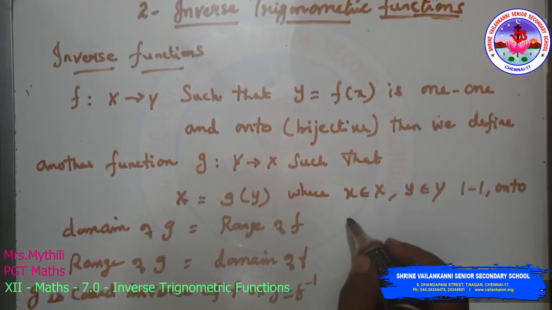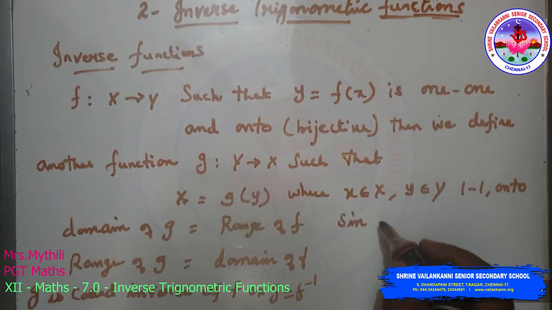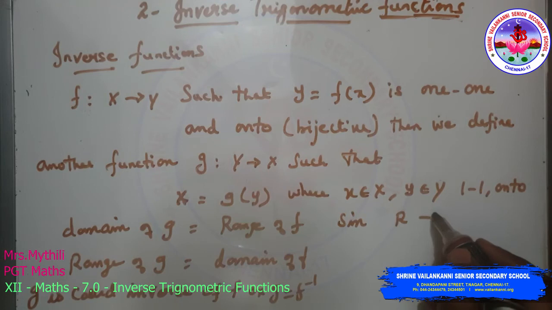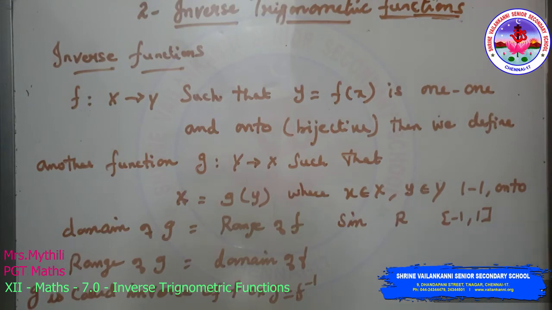We have seen that for the sine function the domain is the real numbers and the range is -1, 1. Here the range of f is equal to the domain of g. That is, we get sine inverse with domain -1, 1 and range the real numbers. Similarly for cos, the domain is the real numbers and the range is -1, 1, and for cos inverse the domain is -1, 1 and the range is the real numbers.